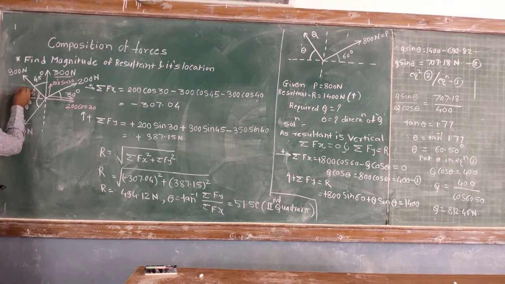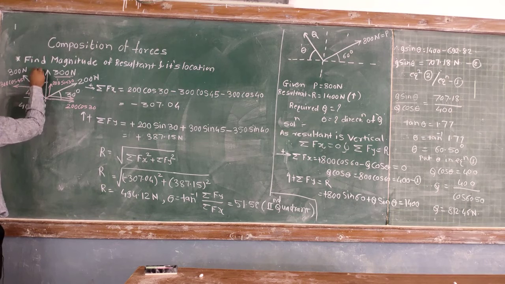Its two components: first is in the horizontal direction, and as it is in the second quadrant, x is minus, so that is minus 300 cos 45. The vertical component is positive, so that is 300 sin 45. This one is the vertical component and this one is the horizontal component for this force, and these make an angle of 90 degrees between them. That is the orthogonal resolution.